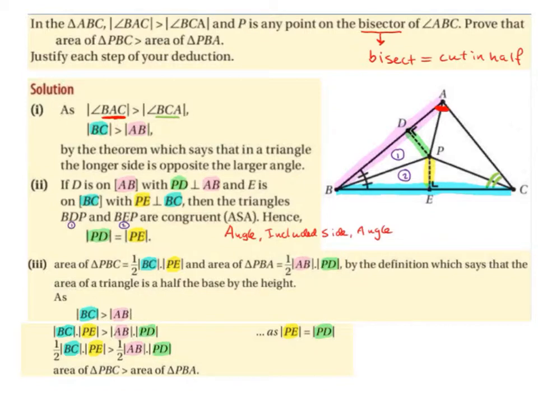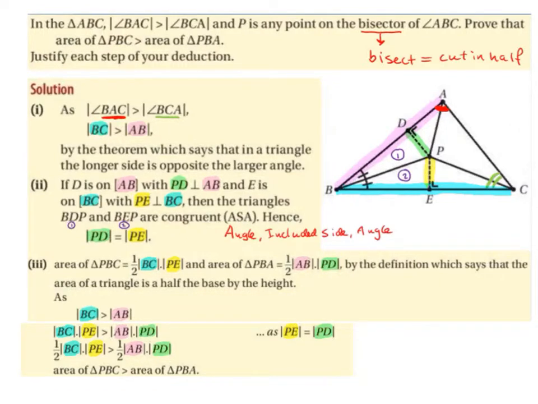So we've proved that the 3 angles are the same, and we've proved that we have a common side. So we have angle, included side, angle, and then angle, included side, angle. So we have proved that the triangle 1 and triangle 2 are congruent by ASA.